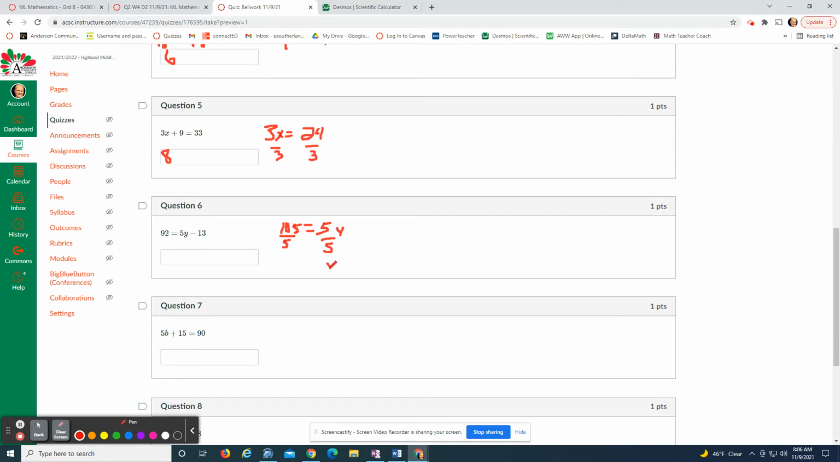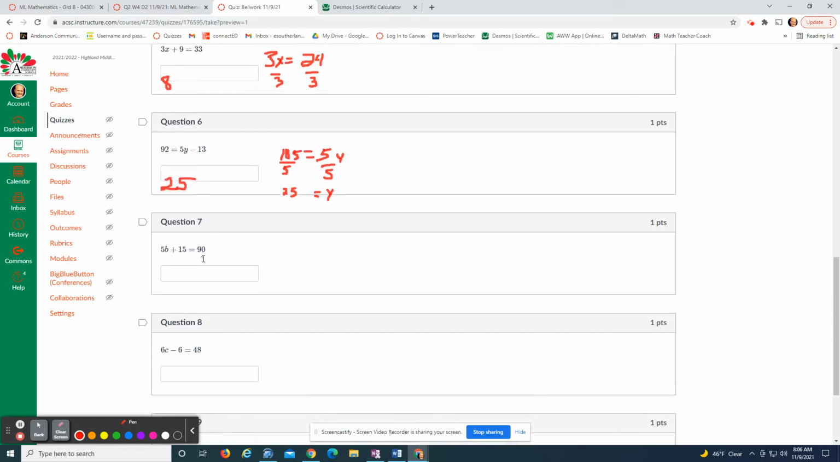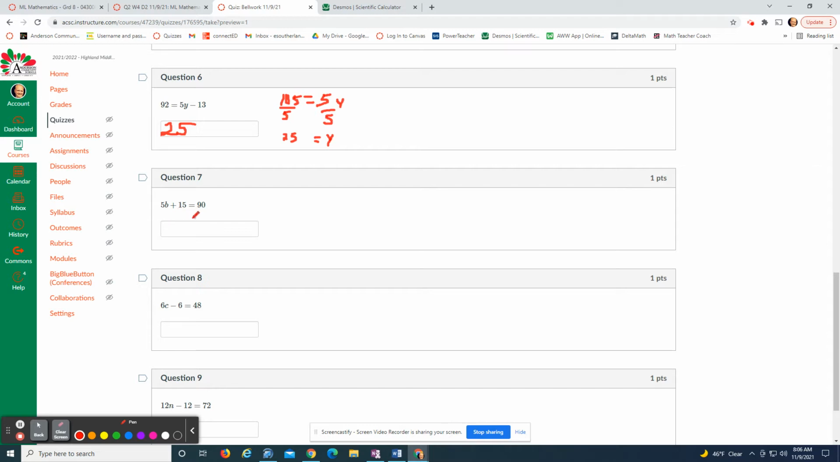And you get y is equal to 25. So you just type in 25 right here. On this one, you subtract 15 from both sides. So minus 15 from both sides. You get 5b is equal to 75. And then the last and final step would be to divide both sides by 5. And you get b is equal to 15.